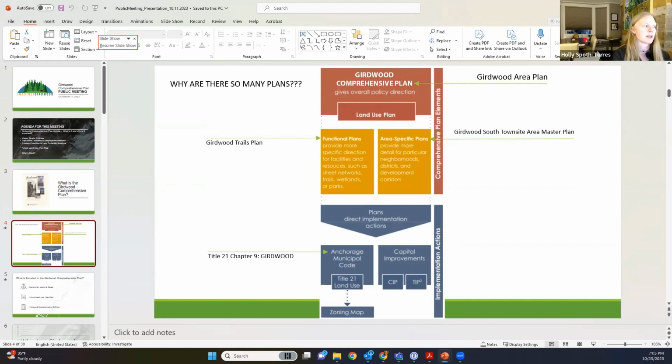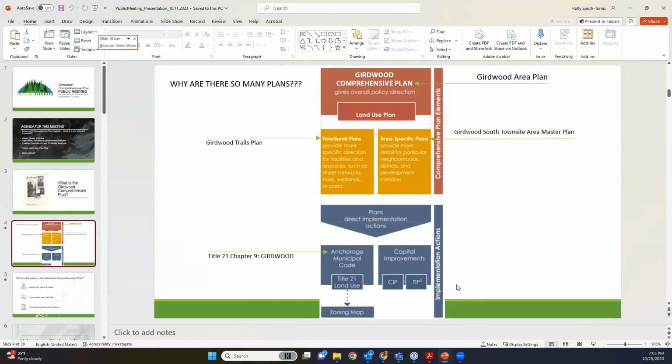Now, beneath the Girdwood Comprehensive Plans are things which we call the functional plans or area-specific plans.